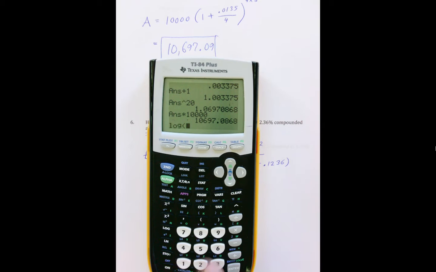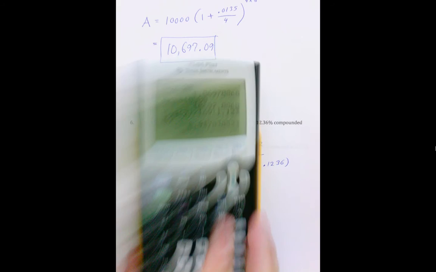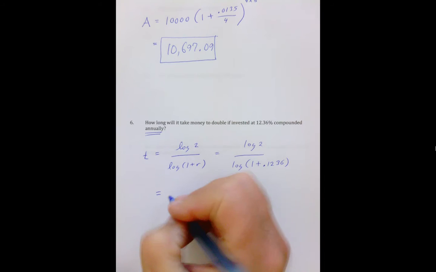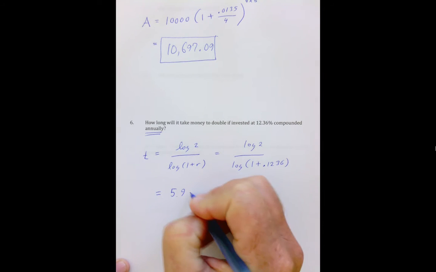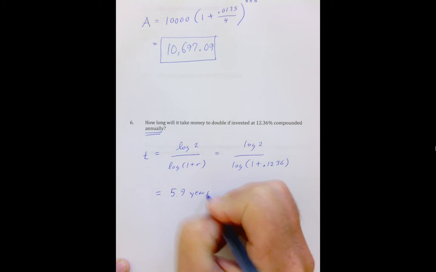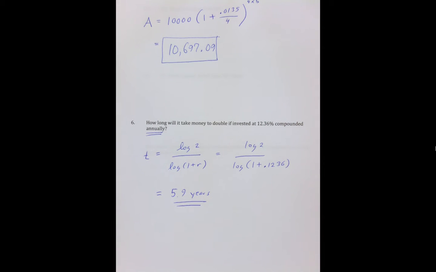So the log of 2 divided by the log of 1.1236. So guys, it's going to take about 6 years. Right. 5.9 years.